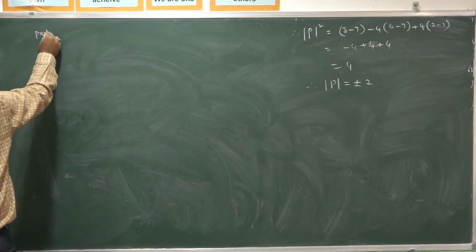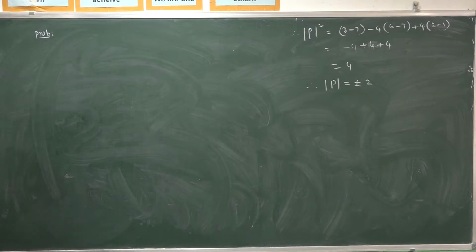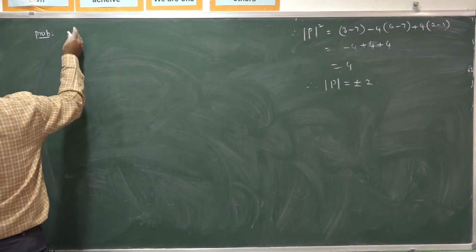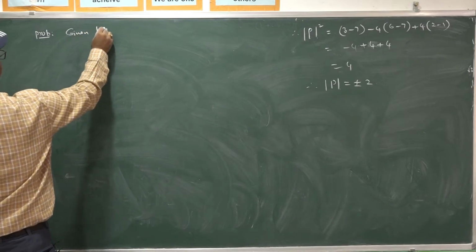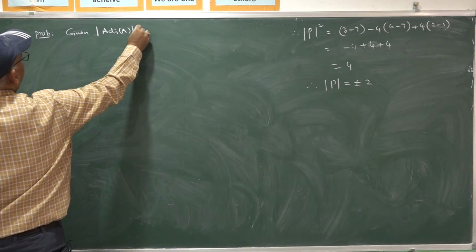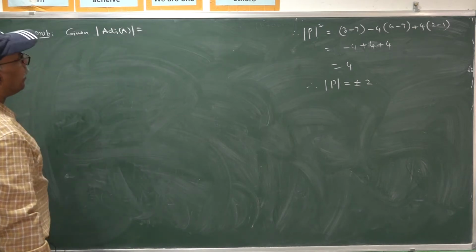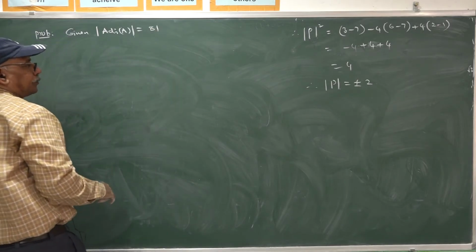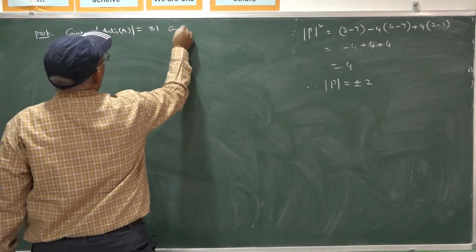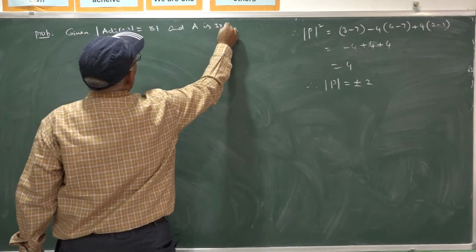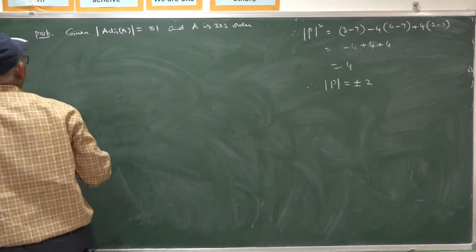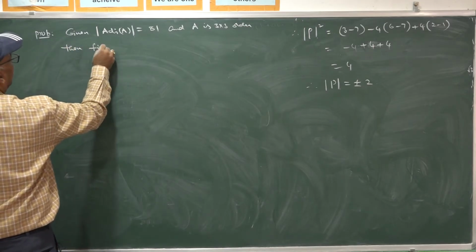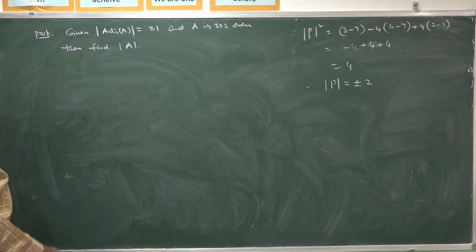Similarly, another problem. Given that the determinant of the adjoint of A, where A is an n by n ordered matrix, here a 3 by 3 ordered matrix, is 81, and A is of order 3 by 3, then find det A. The determinant of adjoint A is 81. A is of order 3 by 3.